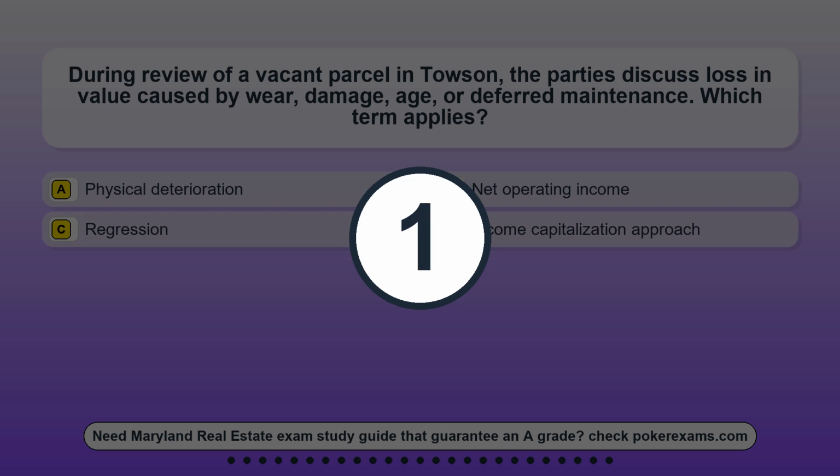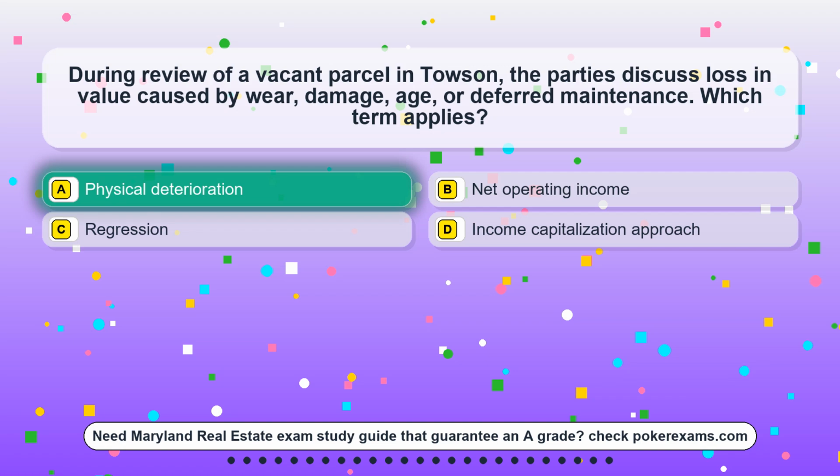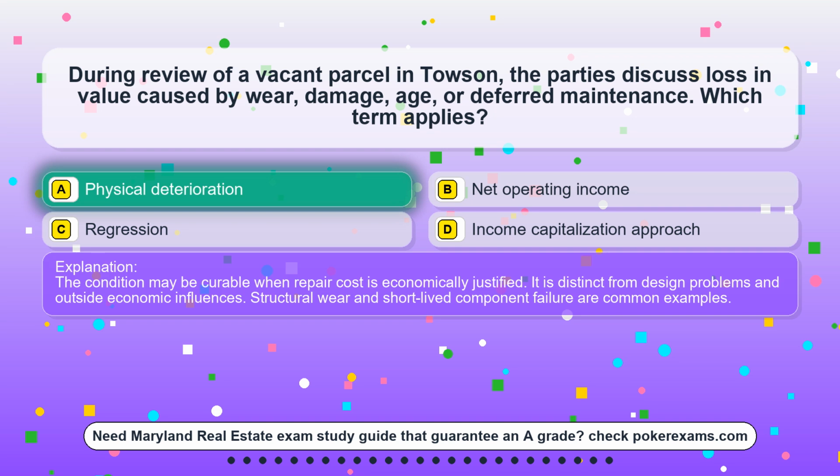The correct answer is option A, physical deterioration. The condition may be curable when repair cost is economically justified. It is distinct from design problems and outside economic influences. Structural wear and short-lived component failure are common examples.